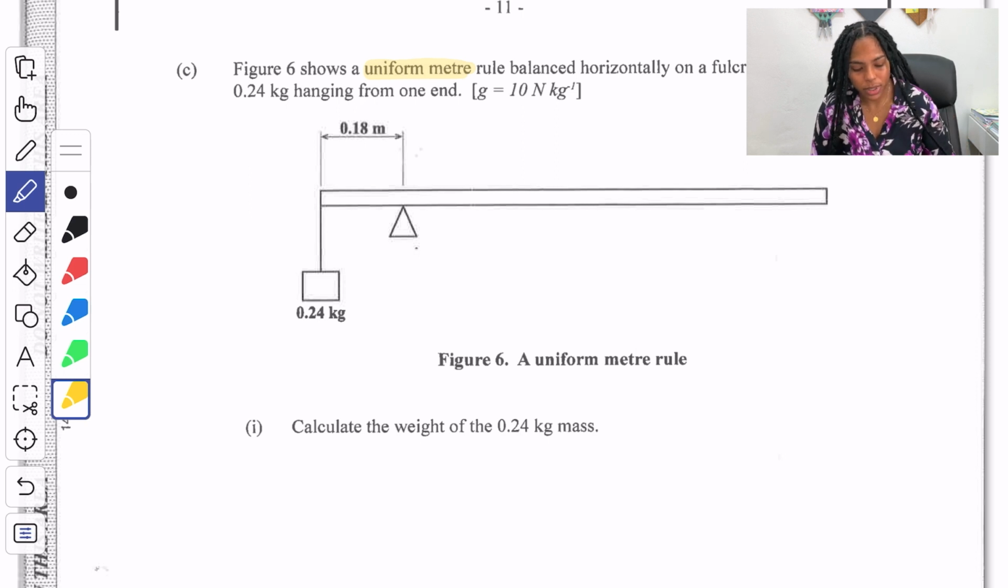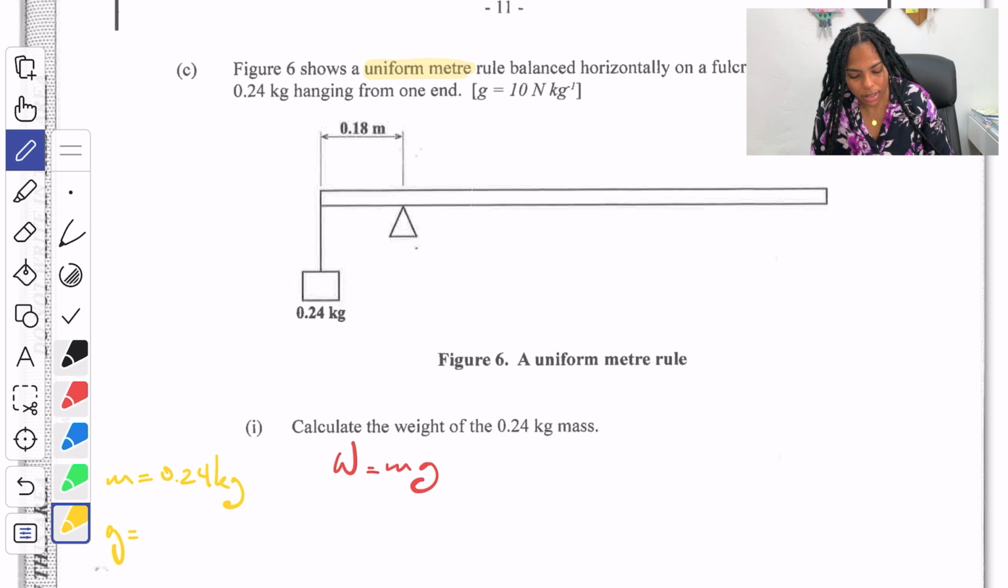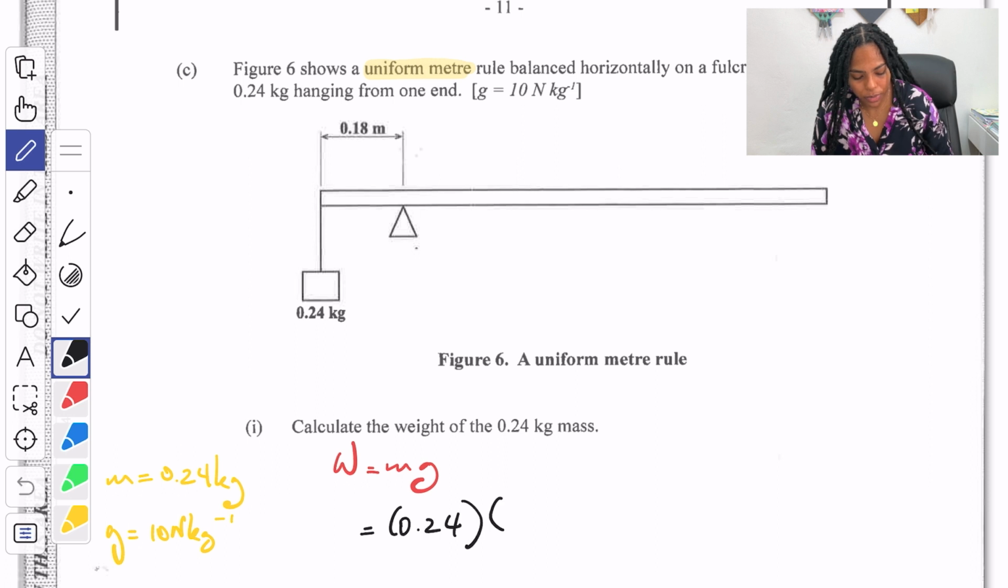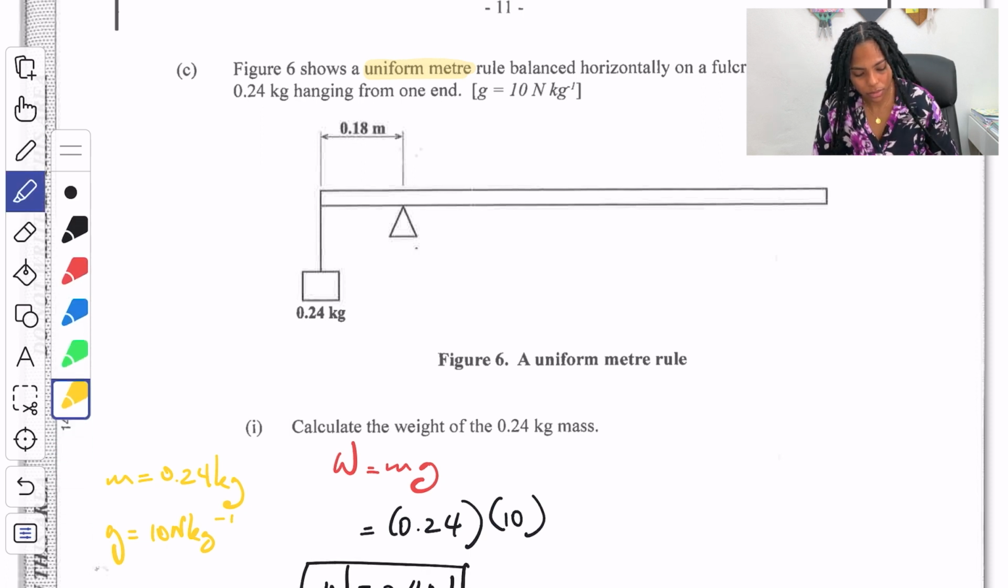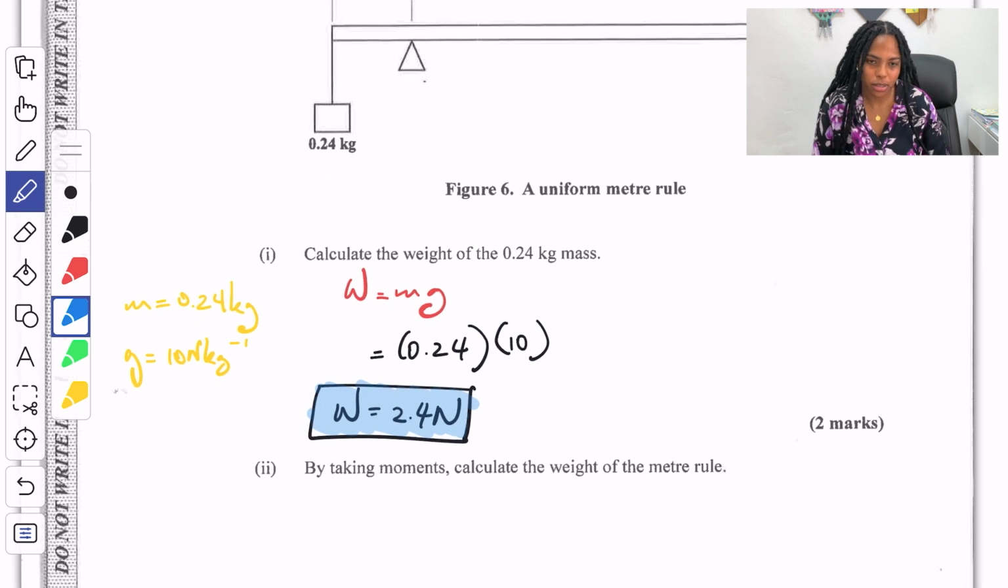First thing, they want us to find the weight of that mass. Now we know weight is m by g. They're telling us that the mass is 0.24 kilograms and acceleration due to gravity is 10 newtons per kilogram. So 0.24 by 10 gives me 2.4 newtons. By taking moments, calculate the weight of the meter rule.